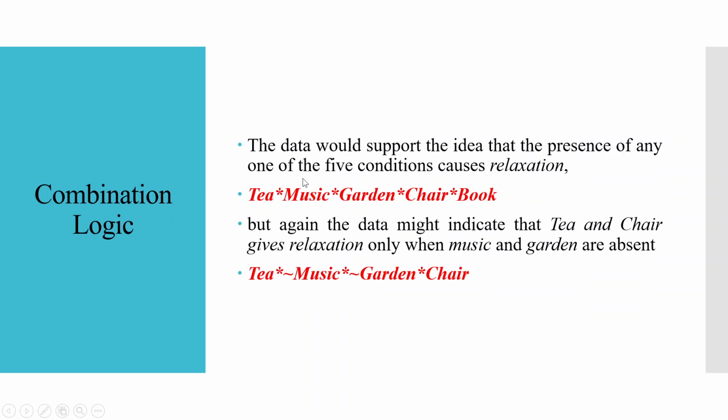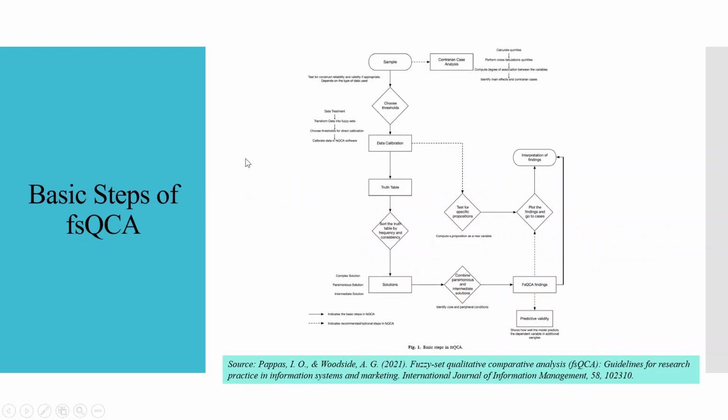The combination logic. The data would support the idea that the presence of any one of the 5 conditions causes relaxation. Any one of them. But again, the data might indicate that the tea and chair gives relaxation only when the music and garden are absent. You can see here, music is negative and garden is negative. Basically, this is a tilde sign. This means negative, the absence.